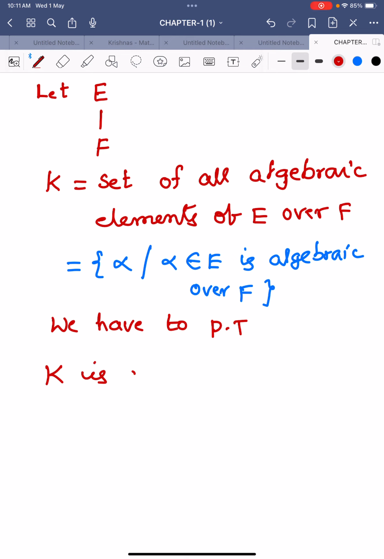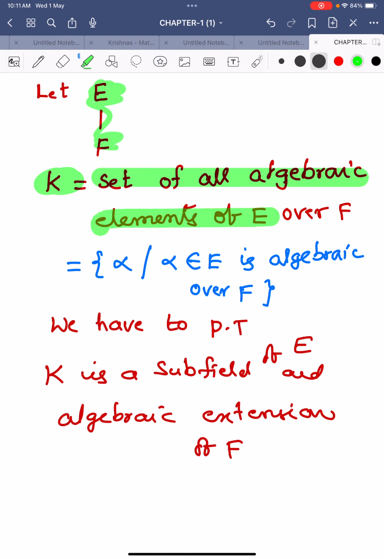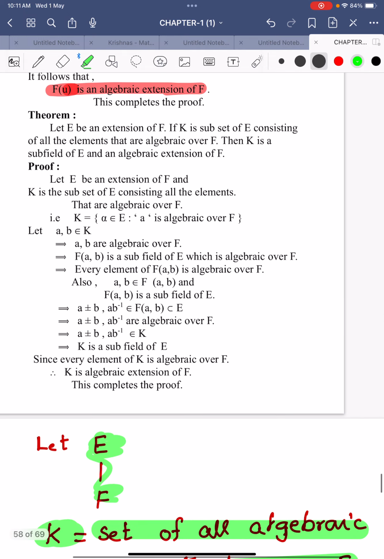this K is a subfield of E and an algebraic extension of F. This is the statement of our theorem. E is an extension of F, and K is the set of all algebraic elements of E over F, that is alpha such that alpha belongs to E, which is algebraic over F. Our aim is to show that K is a subfield of E as well as an algebraic extension of F.